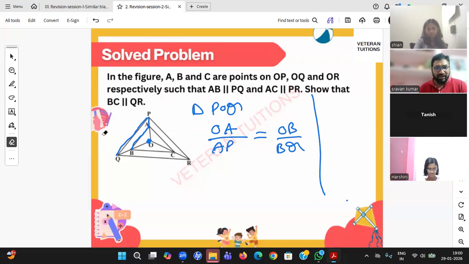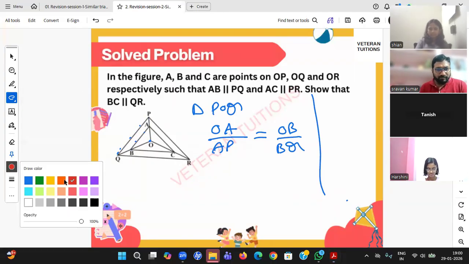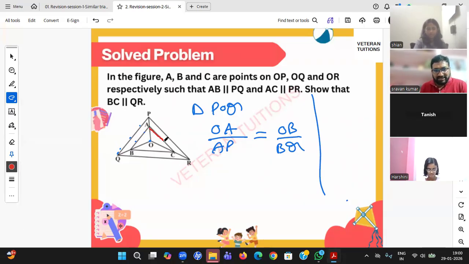At least you give me this one, right? Let me erase the thing. Tanesh, you have chosen the right triangle. Now AC is parallel to PR. AC is this, PR is there. Which triangle should I choose? Sir, POR. Give me the condition. What should I write? Sir, OA by AP equals OC by CR. Very good.